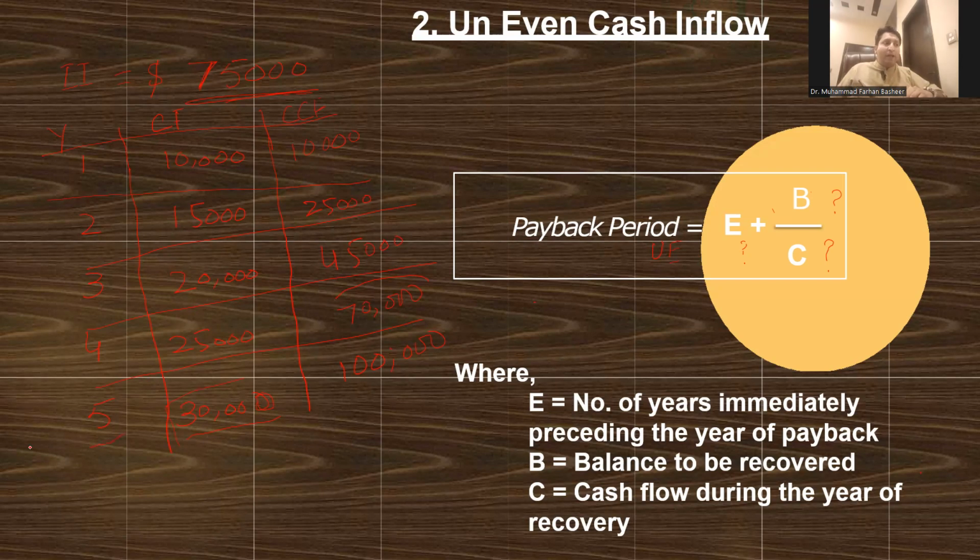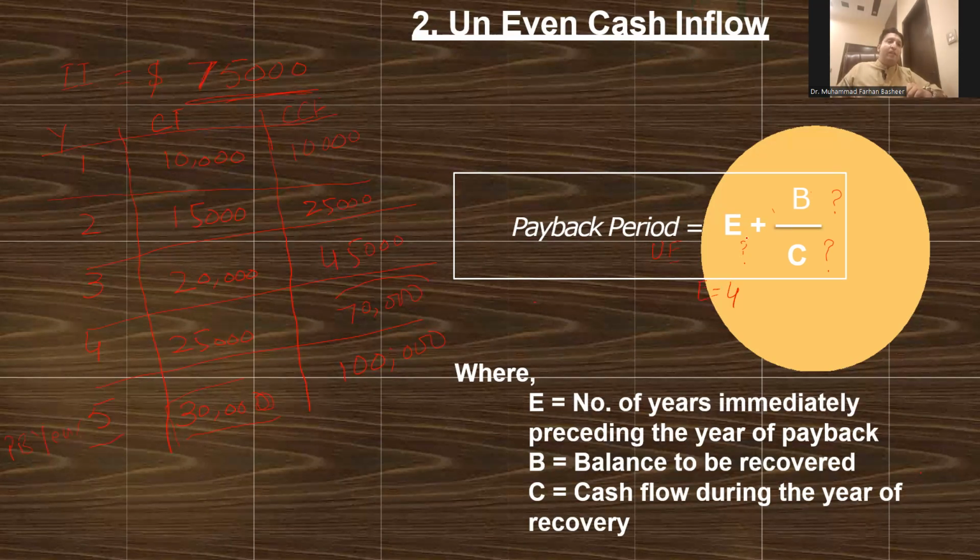So the payback year is 5, in which our initial investment is fully recovered. Yet the year preceding that, the second last year, is 4. So our E will be equal to 4.